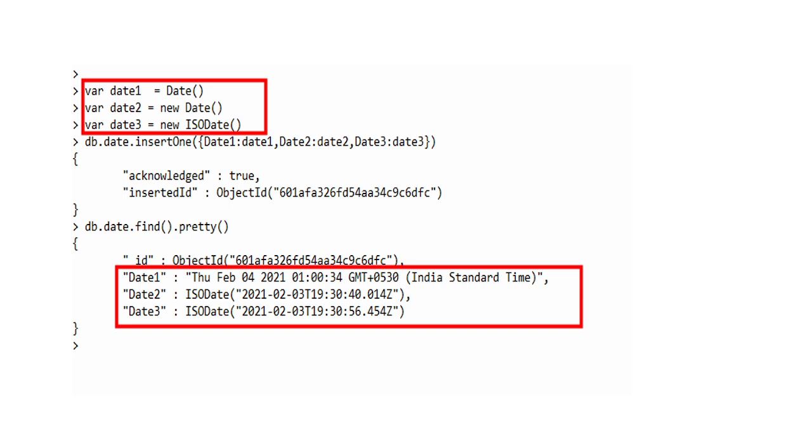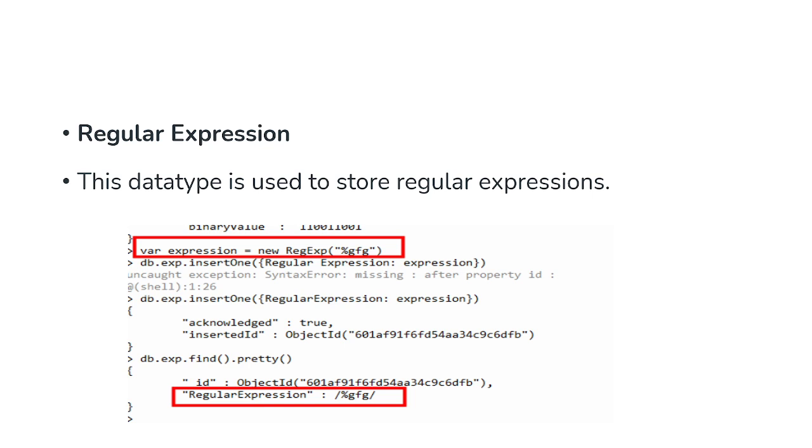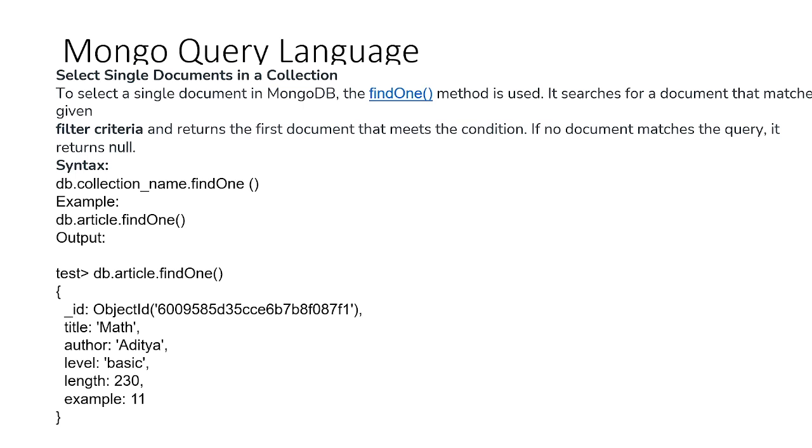In the case of Date, it returns the current date and time in a string format. In the case of ISODate, it returns the data in milliseconds. Now this is a regular expression. A regular expression is a user defined expression. This is the syntax for creating an expression. You can use a variable as the expression name. New is used to create a memory space for the expression. So this is the MongoDB query language.